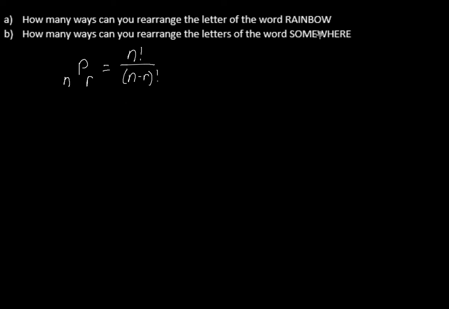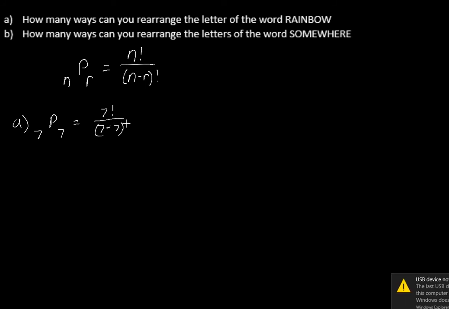So let's look at the word rainbow. How many letters do you see? Well, 1, 2, 3, 4, 5, 6, 7 letters. So logically, we would have 7 possibilities. We're going to do permutations. We want to choose all 7 of them. We want to rearrange all 7 of them in the proper way. So 7 factorial divided by 7 minus 7 factorial. We end up with 7 factorial divided by 0 factorial.